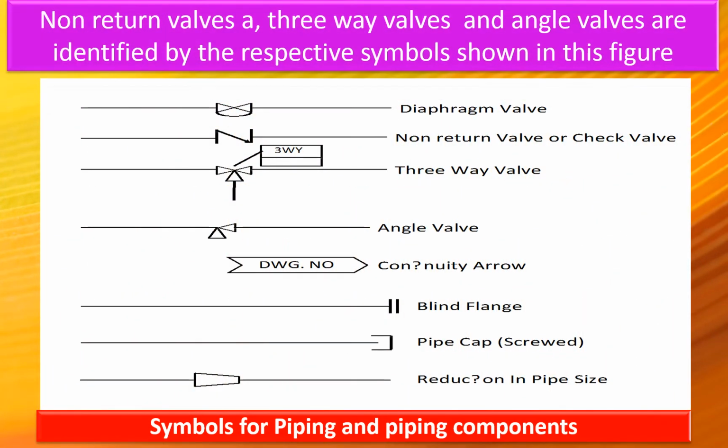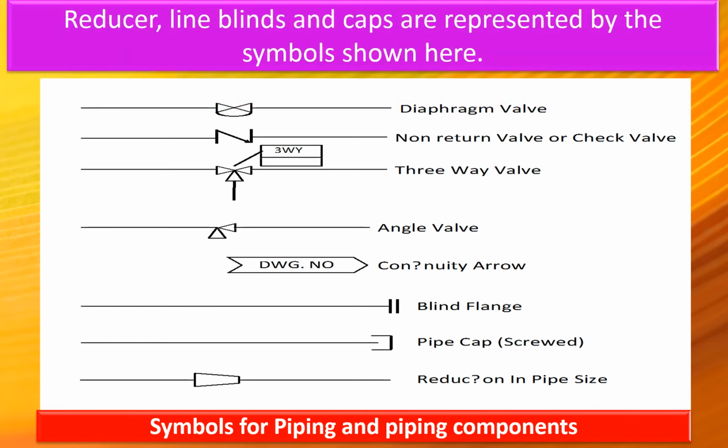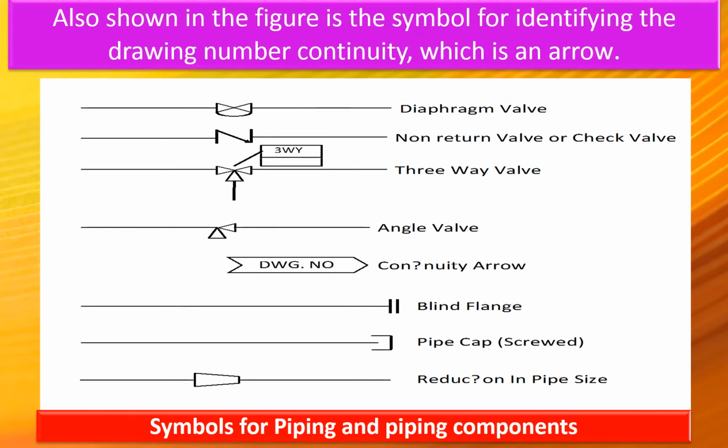Non-return valves, three-way valves and angle valves are identified by the respective symbols shown in this figure. Reducer, line blinds and caps are represented by the symbol shown here. Also shown in the figure is a symbol for identifying the drawing number continuity, which is an arrow.